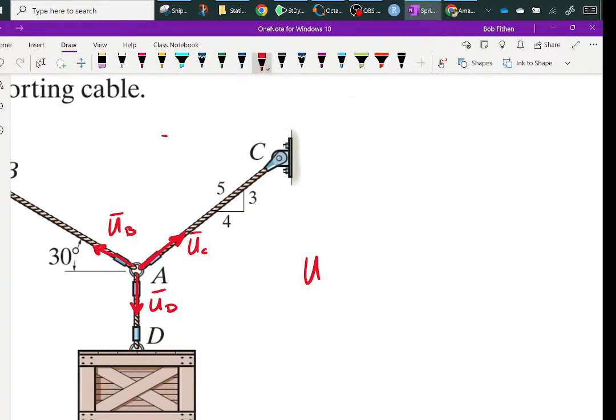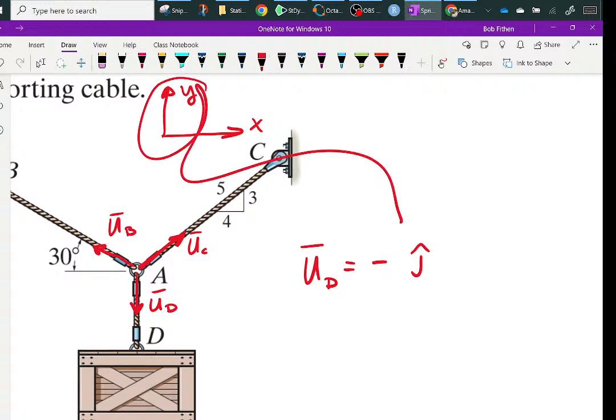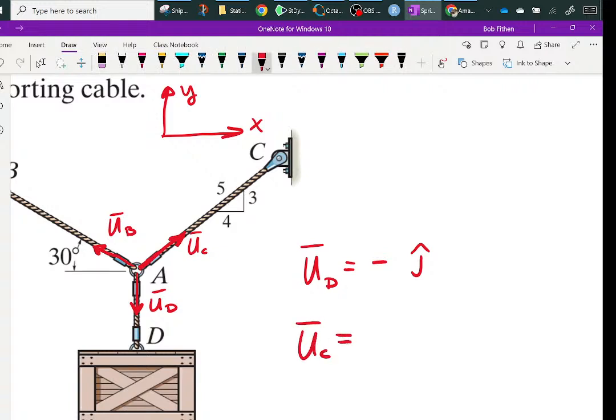Okay, now I'm going to set my coordinate system up like this because that was the coordinate system I was using before. So my unit vector to D, that's the easiest one. It's minus J. So it just points straight down in the opposite direction here. And that's it. That's a simple one. Now the unit vector towards C, that's pretty cool because I got 4/5 pointing to the right, or 4/5 I, and then I get 3/5 J pointing up.